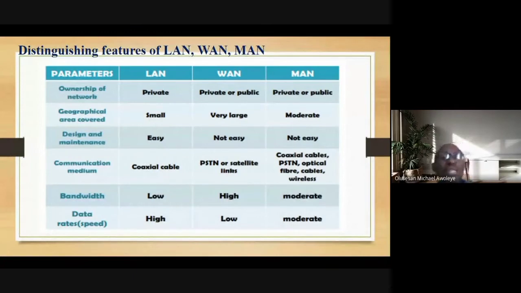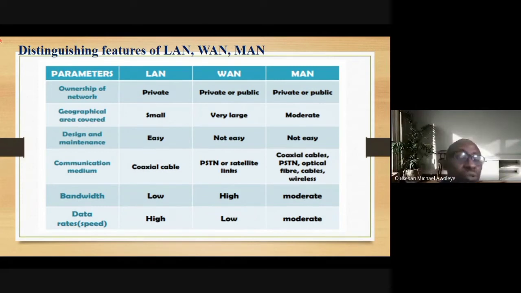If you look at the ownership, who owns what? The ownership of networks: if you look at LAN, it is private, because it's only private to your school, your unit, or your organization. A wide area network may be either private or public. You can decide to make it private, you can decide to make it public. The metropolitan area network shares the same feature with WAN in this case. It can either be private or public.